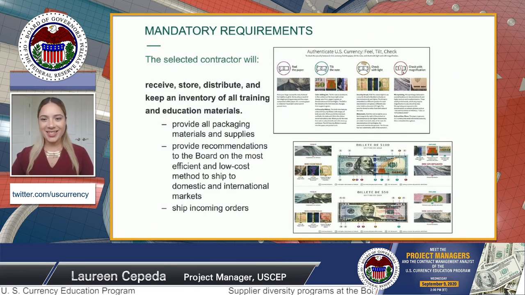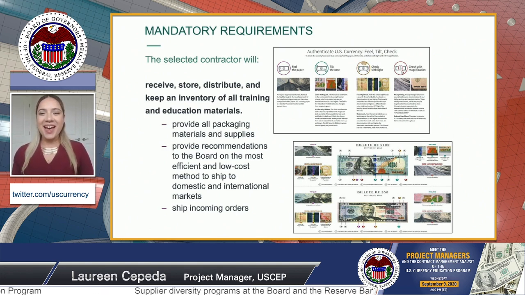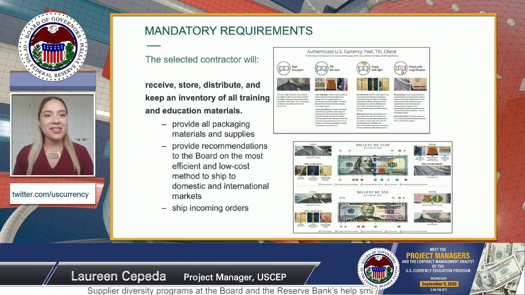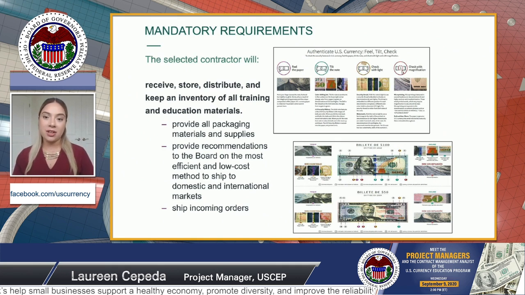All right, next slide. Here's where we get into the good stuff. We have our mandatory contract requirements. Again, this is an overview. There's tons of information available in our SOW for you to review. The selected contractor will receive, store, distribute, and keep an inventory of all of our training and education materials. All of our resources are on uscurrency.gov, but I've included 2 examples on this slide just to give a little idea of what we offer.